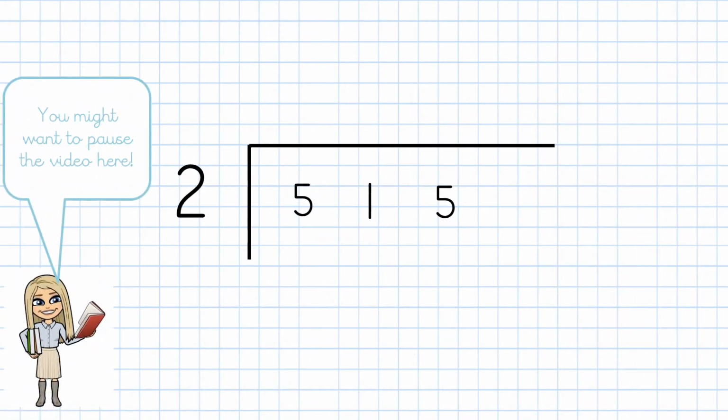I'm now going to give you another example. I'm going to work out what is 515 divided by 2. Just by looking at this calculation, I know there's going to be a remainder, because 515 is an odd number and we divide it by 2.